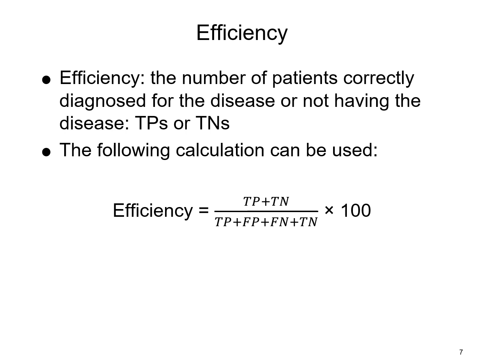Now, in order to take that sensitivity and specificity a little step further, we have to talk about the efficiency. The efficiency is the number of patients that are correctly diagnosed for a particular disease or as not having that disease, based on those true positives or true negatives. And so we can use this calculation to help determine that. So we look at the true positives and the true negatives against the true positives, the false negatives, and the true negatives. We look at all of that data together and we get a percentage.